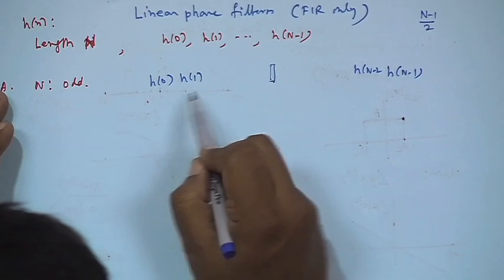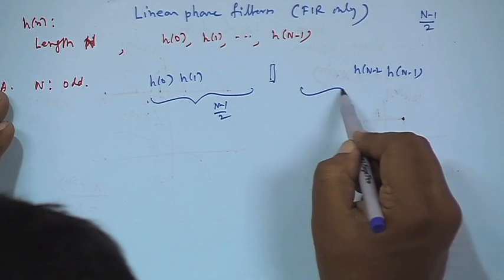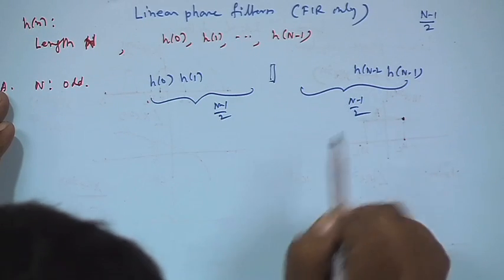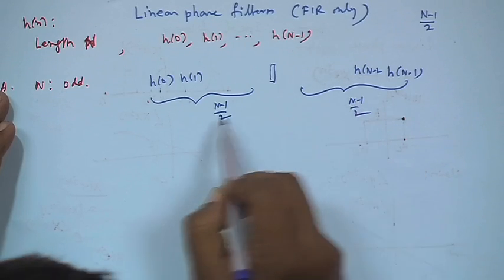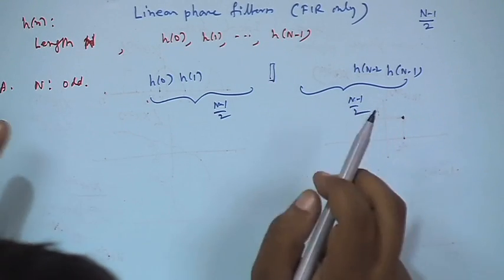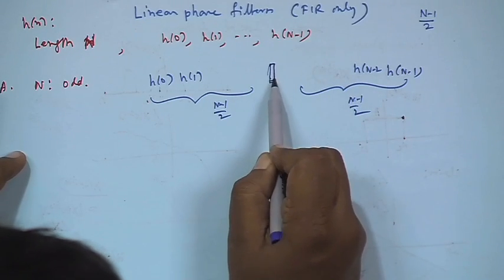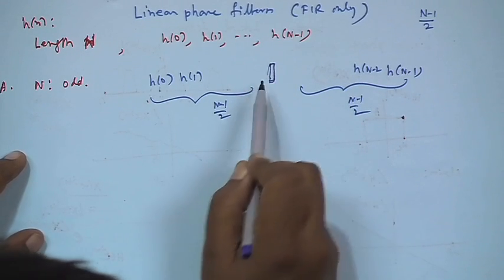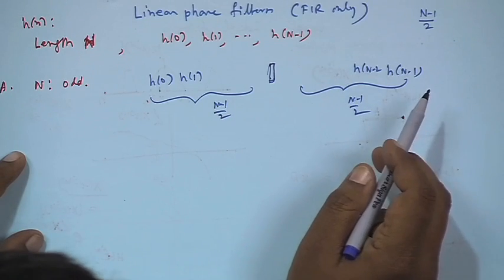and to the left I have got n minus 1 by 2 terms, to the right I have got n minus 1 by 2 terms, and this guy. So, n minus 1 by 2, n minus 1 by 2. So, total is n minus 1 plus 1, so total n. So, when n is odd, we have got a midpoint, a term at the center, and to the left I have got n minus 1 by 2 terms, to the right we have got n minus 1 by 2 terms.